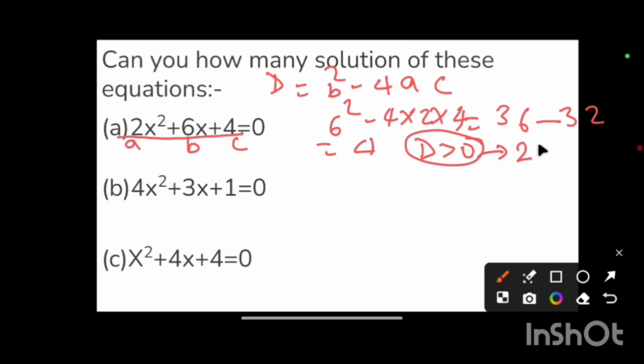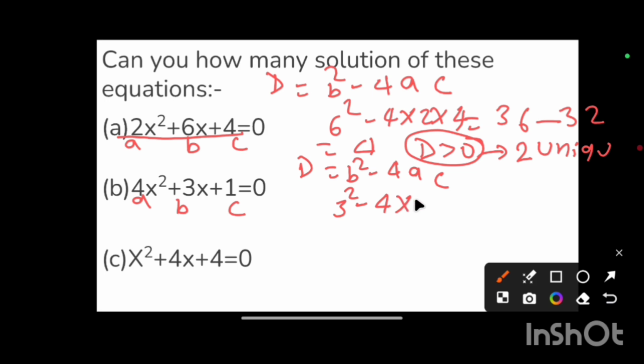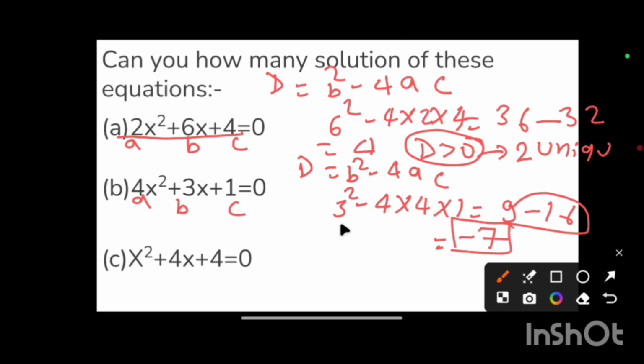Okay, in this D equal to b square minus 4ac. Here it is a, it is b, and it is c. What is b? b is 3, so 3 square minus 4, a is 4, and c is 1. It is 9 minus 16, and it is negative of 7. And D is less than 0, means it has no solution. No solution.